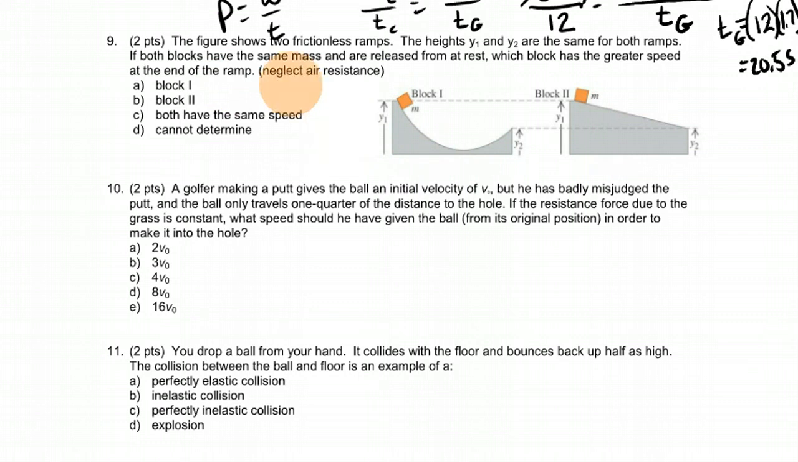Okay, we're going to neglect air resistance. It's frictionless, so the initial potential energy is going to be converted to final kinetic energy, and it's going to be the same for both. Okay, because they have the same change in height. That's all we're looking for on that one.